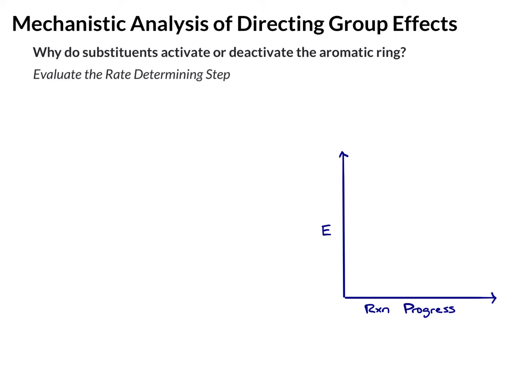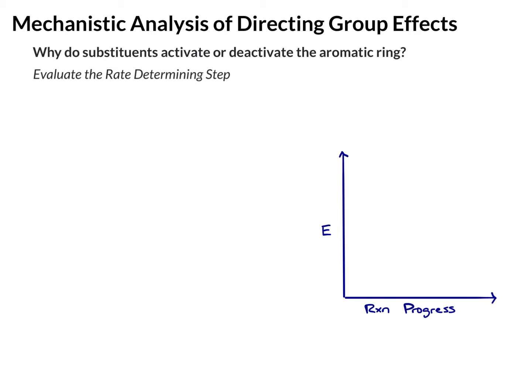Next, we're going to spend some time doing a deep dive into the mechanism of the reaction and doing a mechanistic analysis of these directing group effects. So we want to see within the mechanism why a particular substituent activates or deactivates the ring. And essentially what we're looking for, if it activates, is why a substituent is adding electrons to the ring versus taking electrons away from the ring.